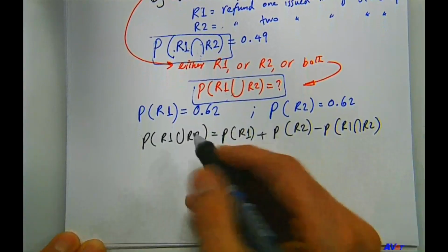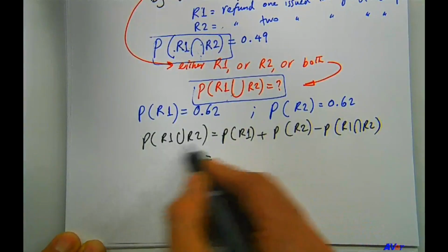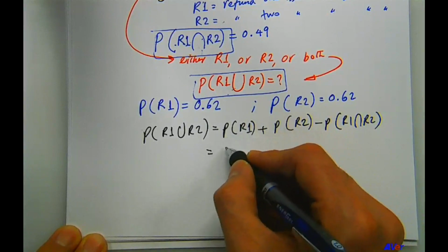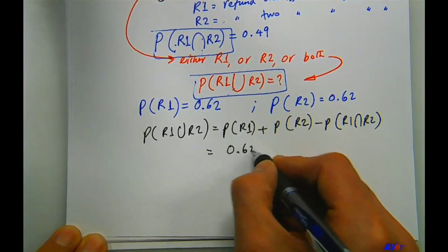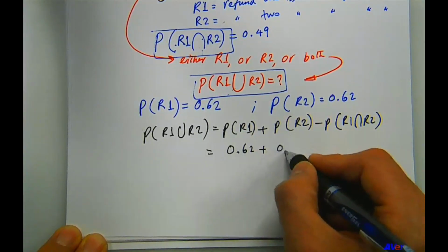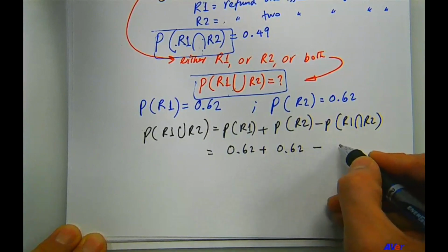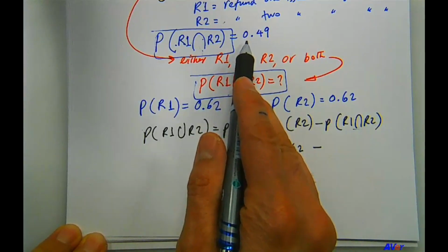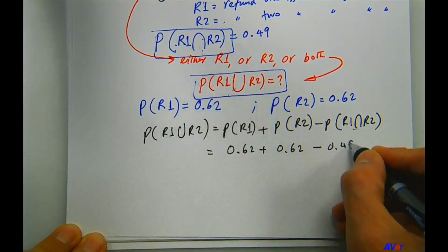Okay, so we're looking for this piece on the left, and the probability of R1, we already know it's 0.62, plus the probability of R2, which is 0.62, minus this intersection probability, which we were told is 0.49.